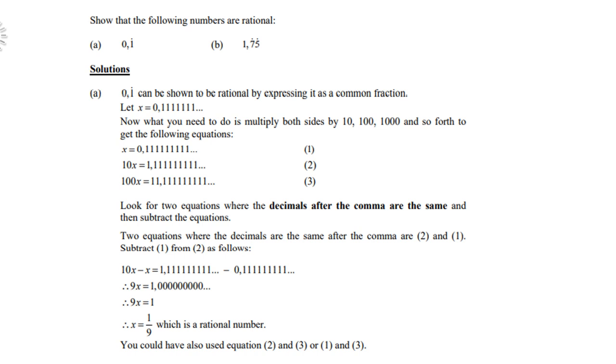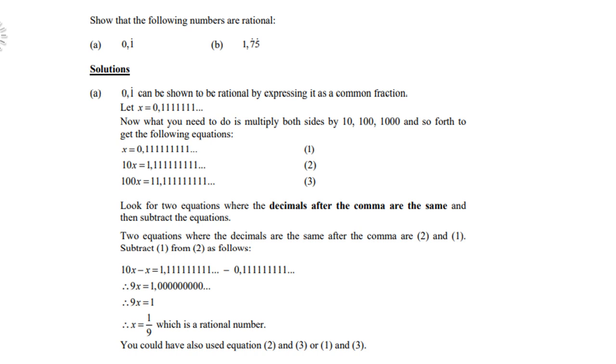For instance, if you let x be equal to 0.1111, multiply both sides by 10, and you get 10x equals 1.1111. And if you multiply by 100, you get 11.1111. If you multiply by 1,000, you'll get 111.111. So look for two equations where the decimals after the comma are the same, and then you subtract the two equations. Two equations where the decimals are the same after the comma are 2 and 1. So subtract 1 from 2, and you get 9x equals 1. Divide both sides by 9, and there you are, x equals 1 over 9, which is a rational number.